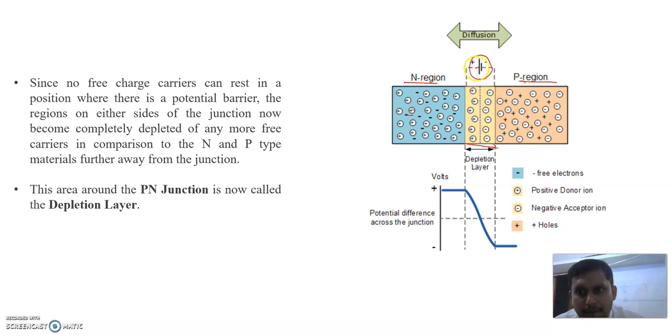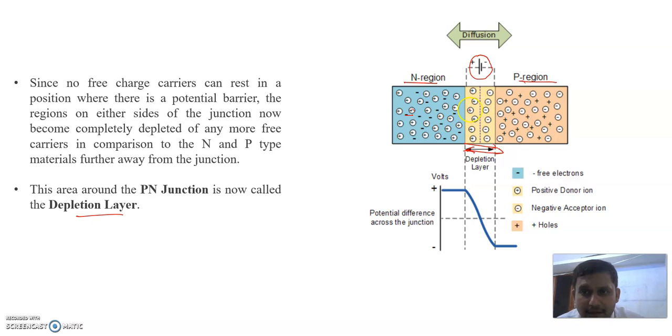So the potential barrier opposes the flow of electrons from the n region to the p region, and this area around the PN junction is called the depletion layer.